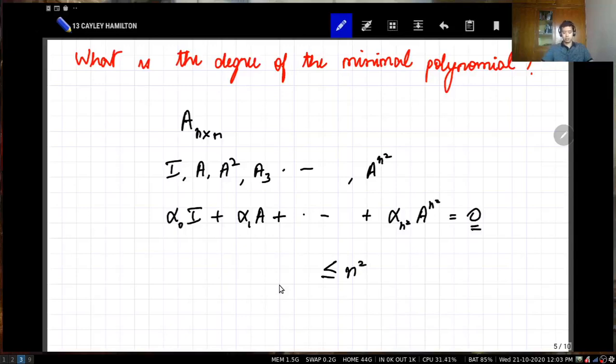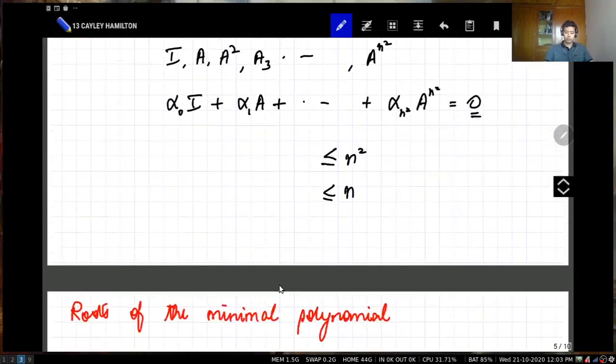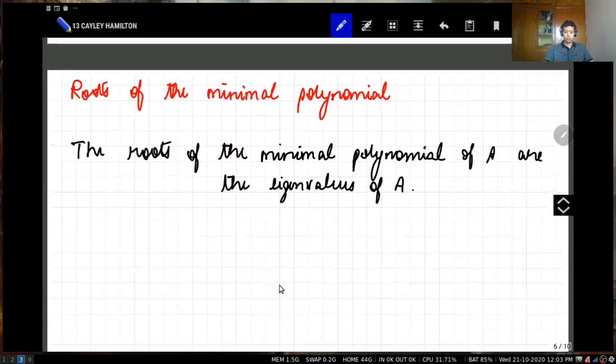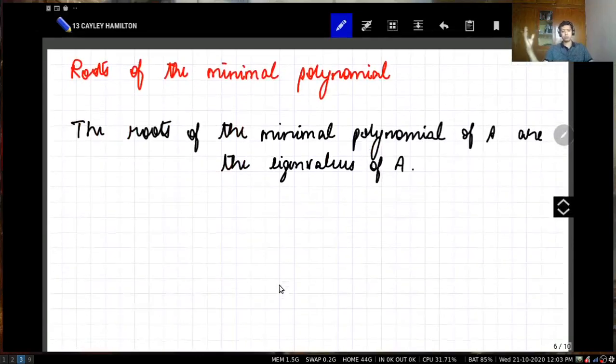In fact, as we go on towards the end of this lecture, we'll see that it's not just less than or equal to n squared, it must be less than or equal to n. And this is what we get using the Cayley Hamilton theorem. Okay, so now that we have an upper bound on the degree of the minimal polynomial, let's ask the following question.